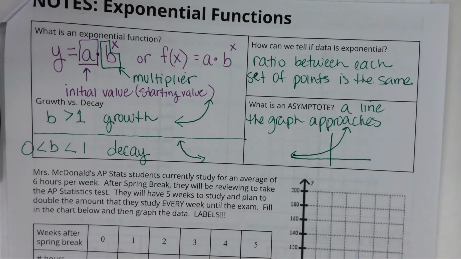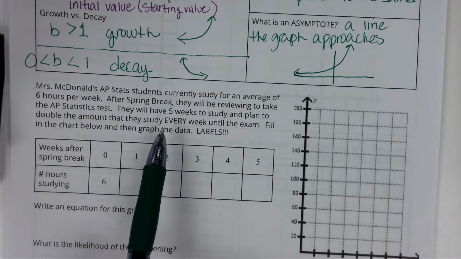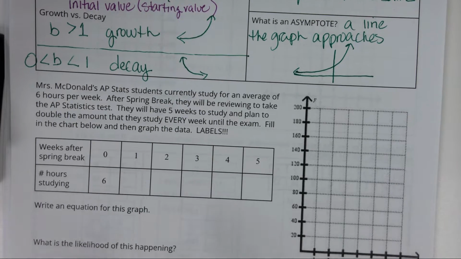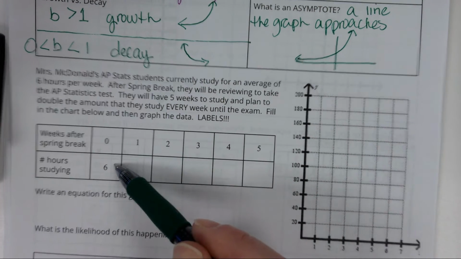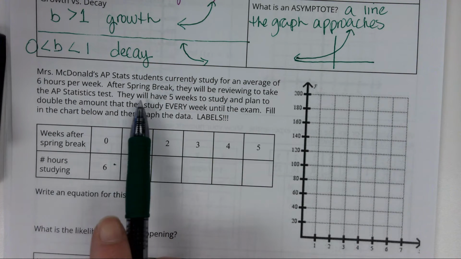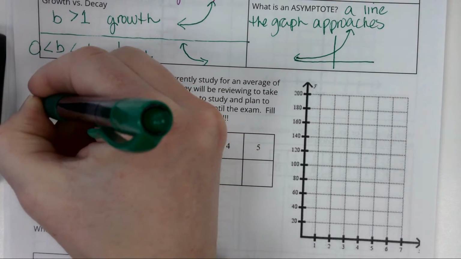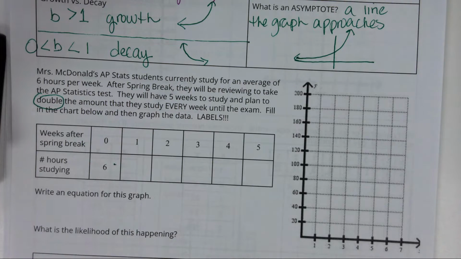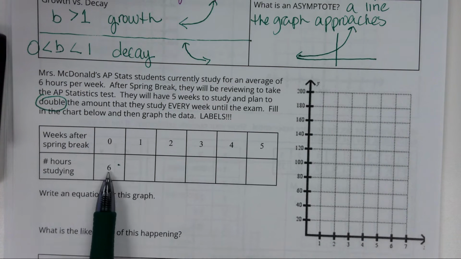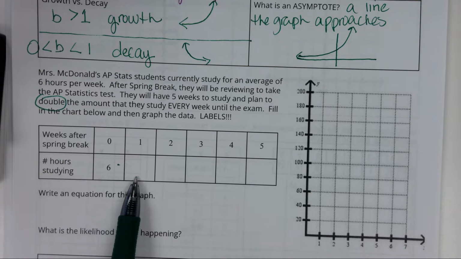All right, let's do an example. Mrs. McDonald's AP Stat students currently study for an average of 6 hours per week. So right now we have the 6 right there. After spring break, they will be reviewing to take the AP Statistics test. They will have 5 weeks to study and plan to double the amount that they study every week until the exam. Okay, let's do it. So I start with 6. After or during week 1, how much are they studying?